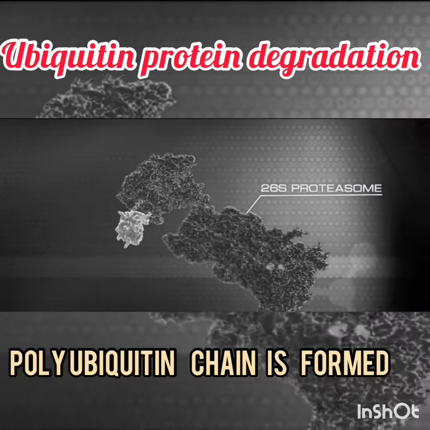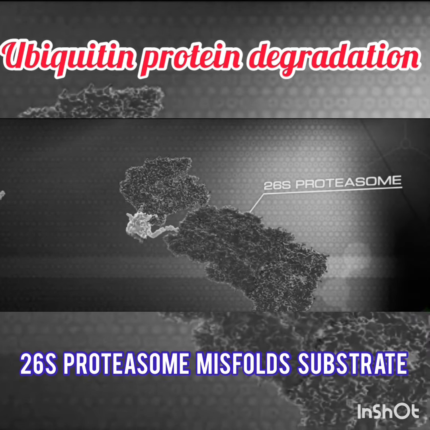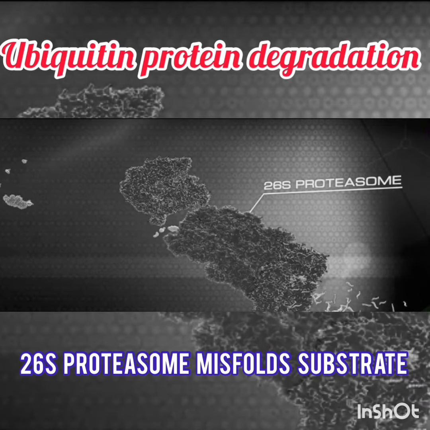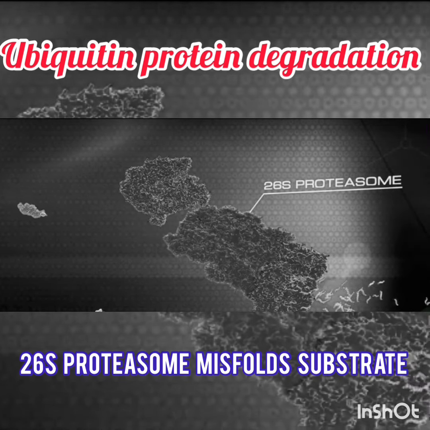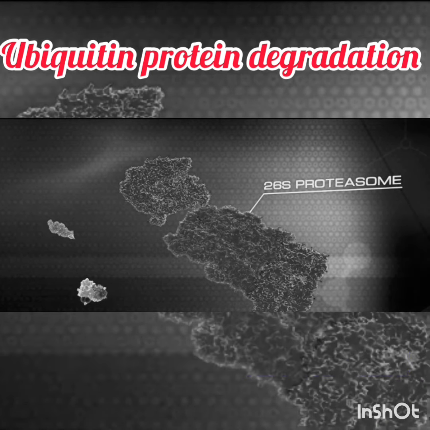The chain is bound to a complex 26S proteasome. The substrate is then unfolded, whilst ubiquitin is recycled back to bind to E1 for another cycle until all degraded proteins are released.